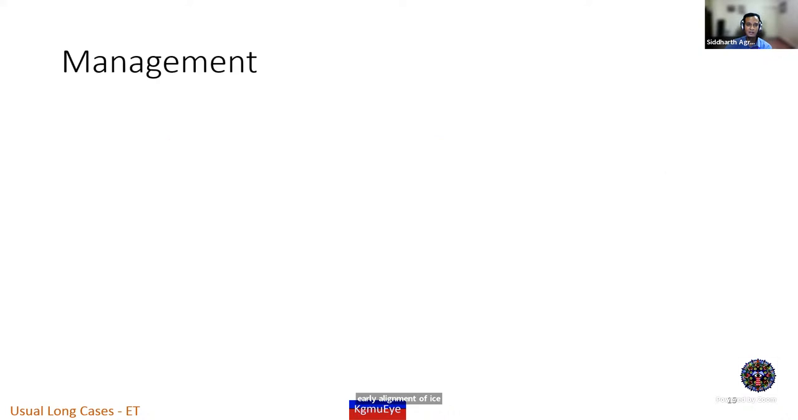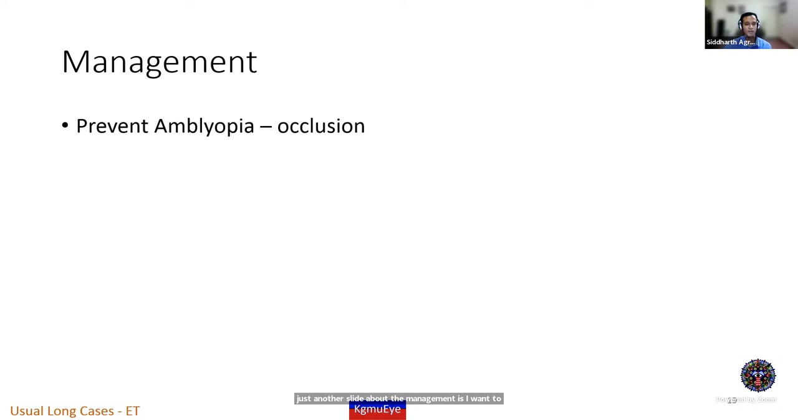So that early alignment, just another slide about the management, I want to reemphasize that we want to prevent amblyopia, and the most effective thing to prevent amblyopia is occlusion, and this should be started on the first visit when you get the patient of esotropia and when the child is waiting for surgery. Early surgery, that is the gold standard for infantile esotropia.